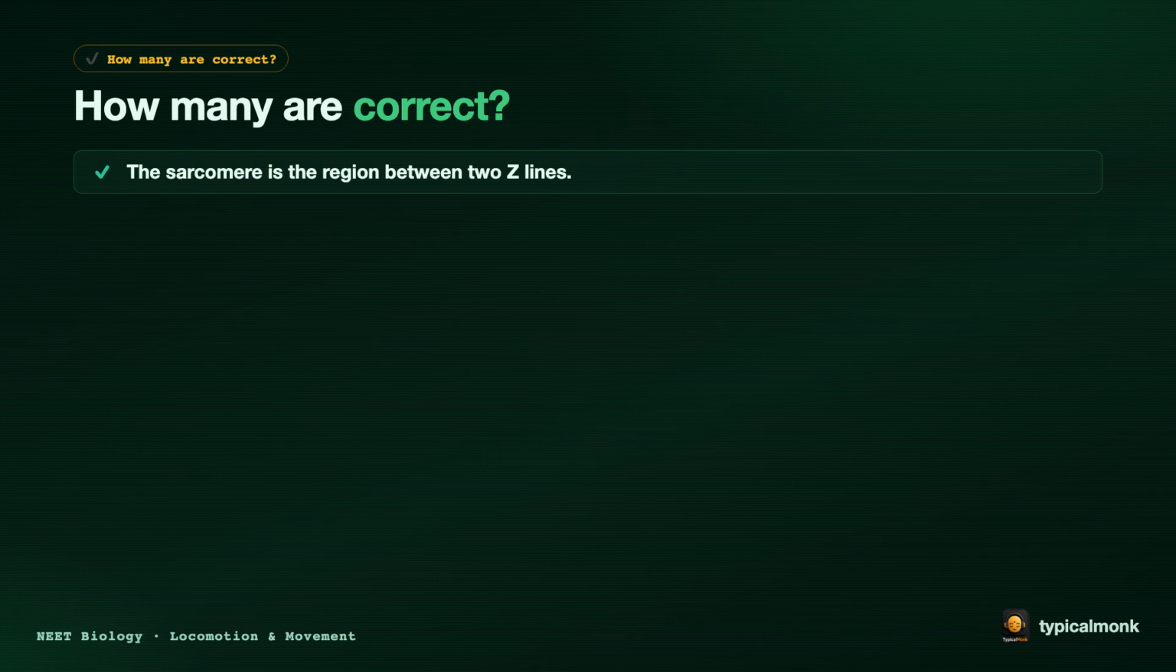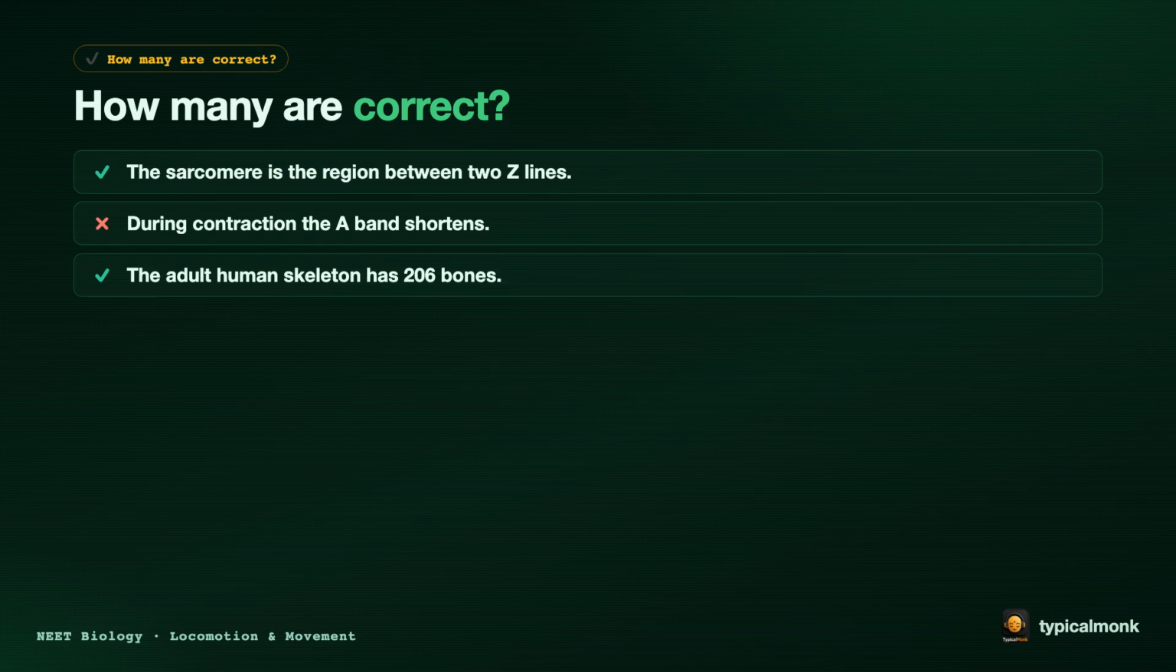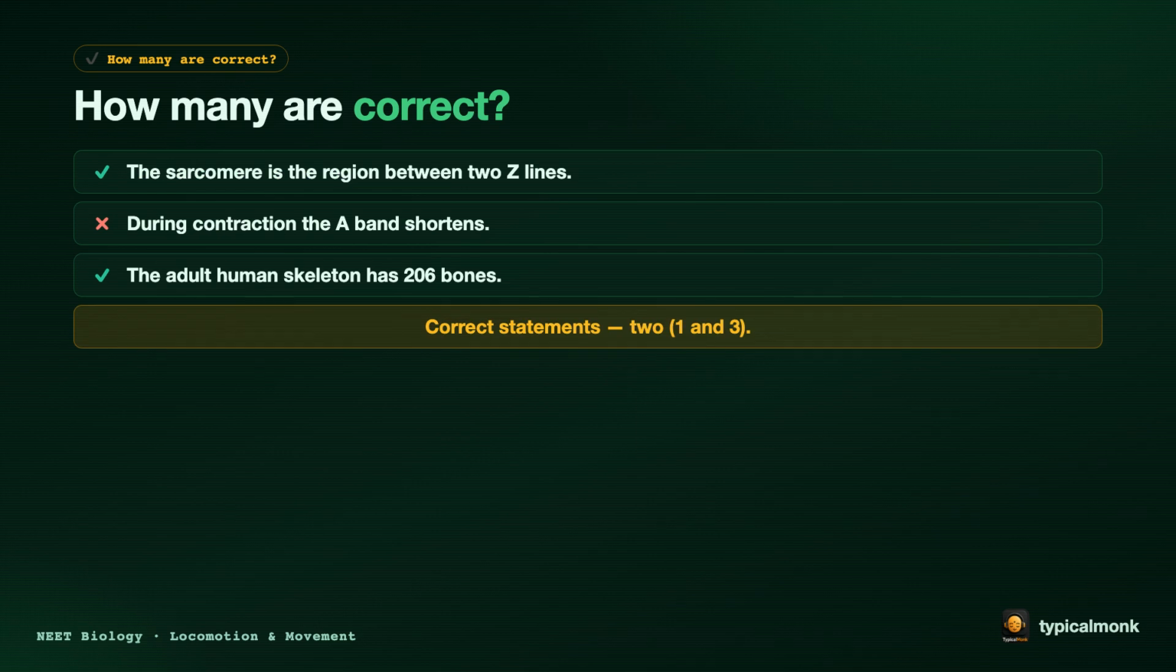Now, the third drill. How many of these statements are correct? Test them one by one. First, the sarcomere is the region between two Z lines. This is correct. Second, during contraction, the A band shortens. This is wrong. Third, the adult human skeleton has 206 bones. This is correct. So, the correct statements, 2, that is, 1 and 3.